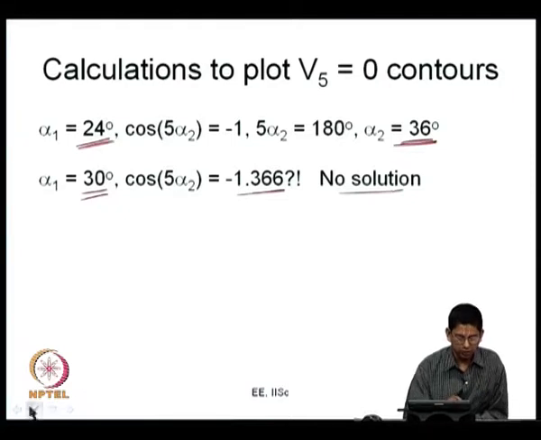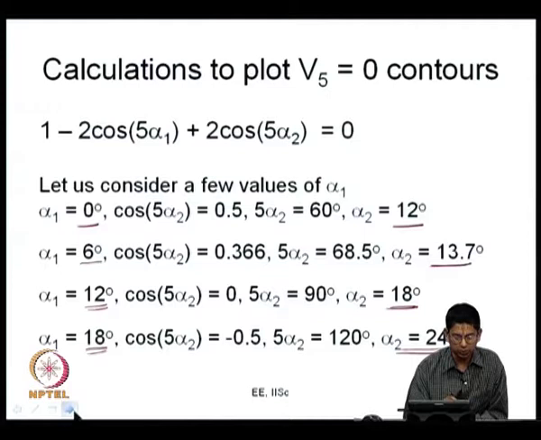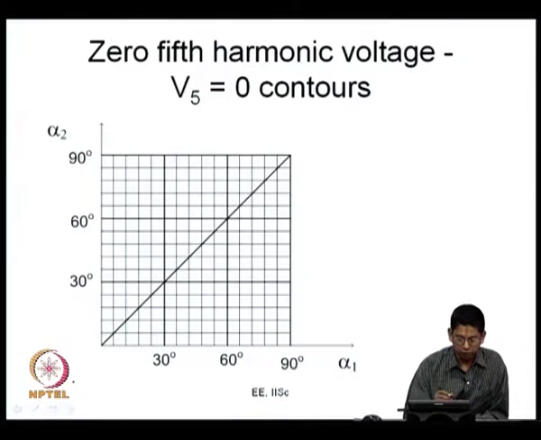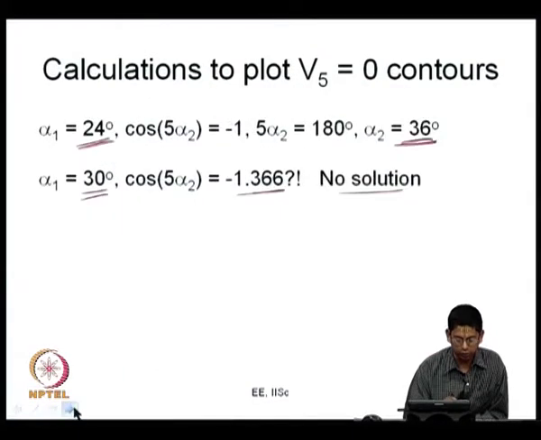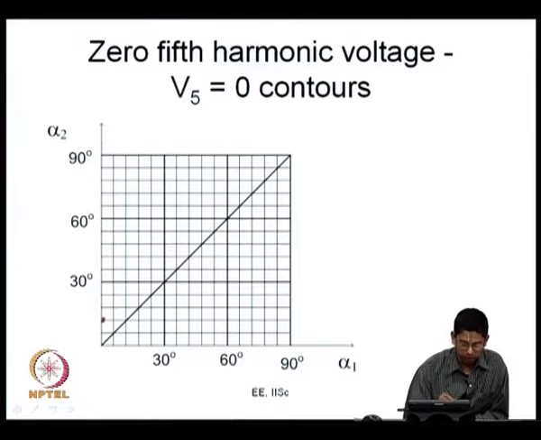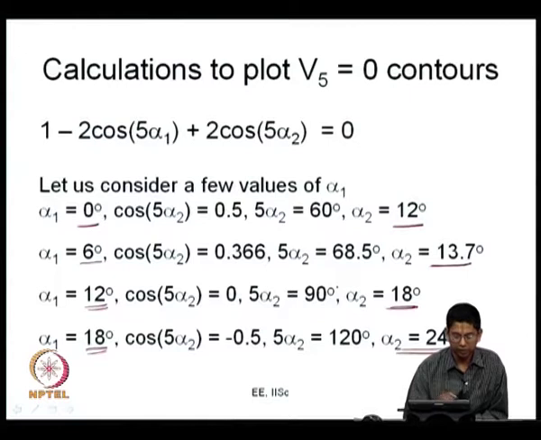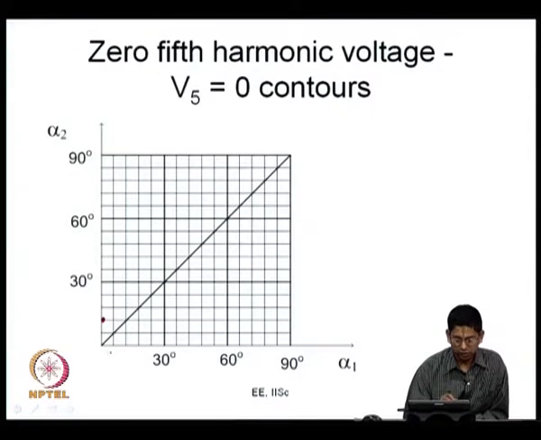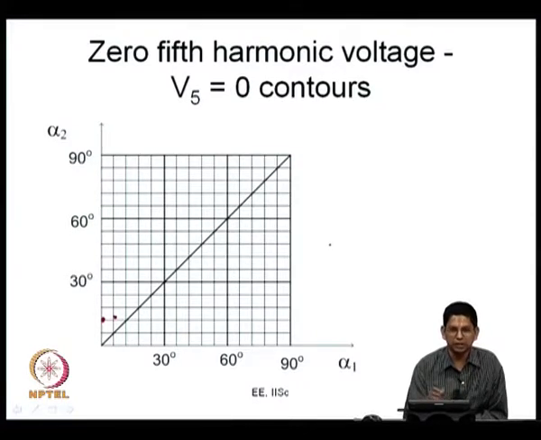So, if we plot this, you started with alpha 1 is 0 and alpha 2 equals 12 degrees. So, this is my point, that is the point that I have indicated here now. The next point I have considered is 6 degrees and 13.7 degrees. So, 6 is here and 13.7 is slightly above that. You see that I have formed a grid once in every 6 degrees, which is basically 30 degrees divided by 5. It is convenient to draw this. So, I have just taken a grid like this.